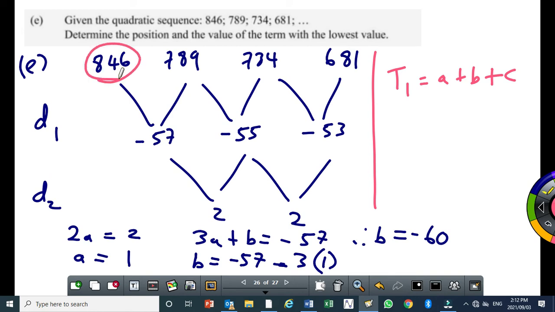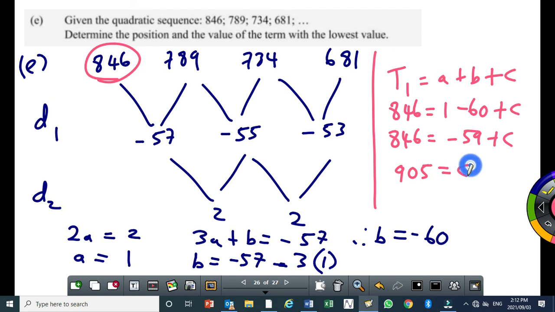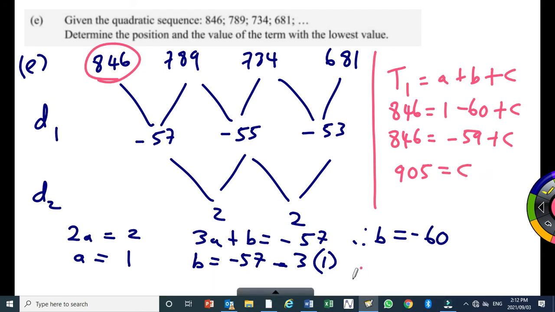That's the first term. So 846 is going to be equal to A, which is 1, and B is minus 60. So you get 846 equal to minus 59 plus C. Now, if you add 846 plus 59, you get 905, equal to C. Therefore, the general term is going to be Tn equal to n squared minus 60n plus 905.